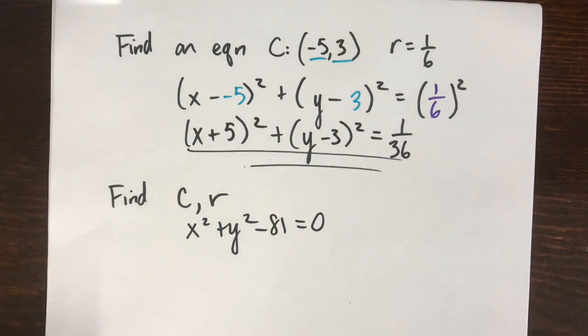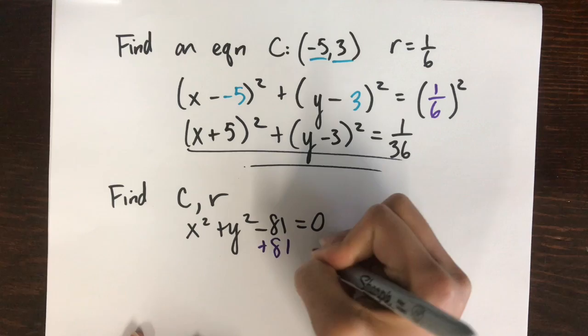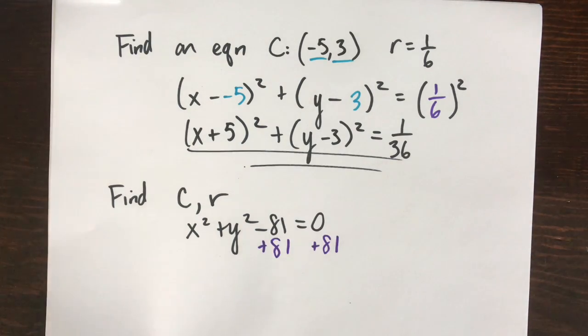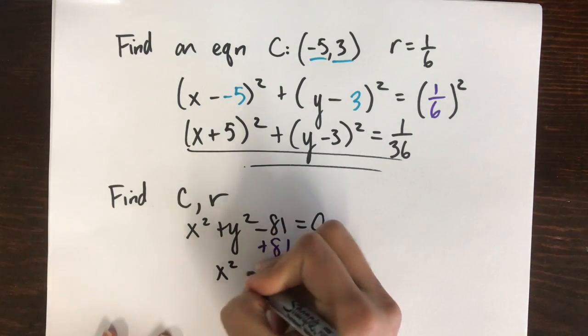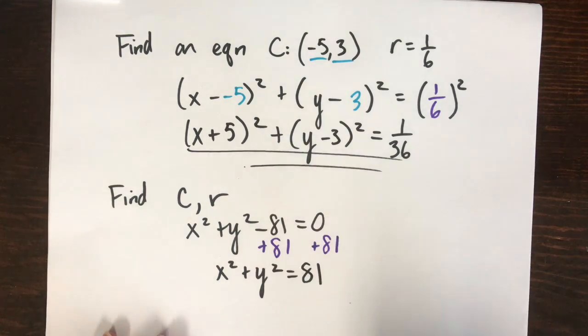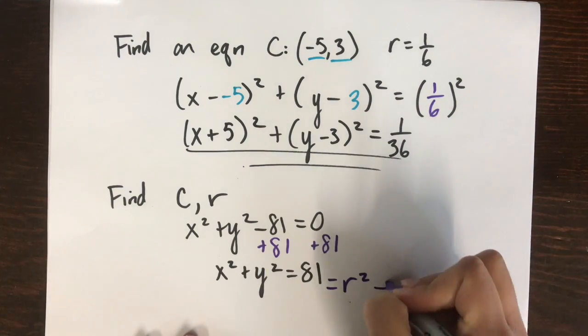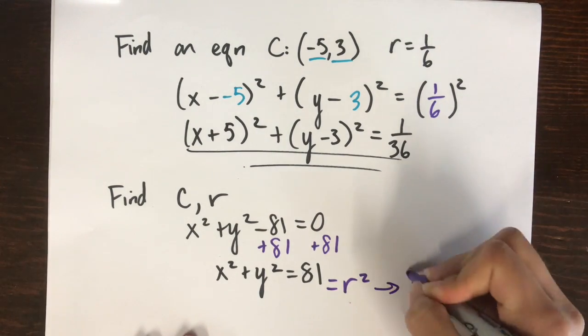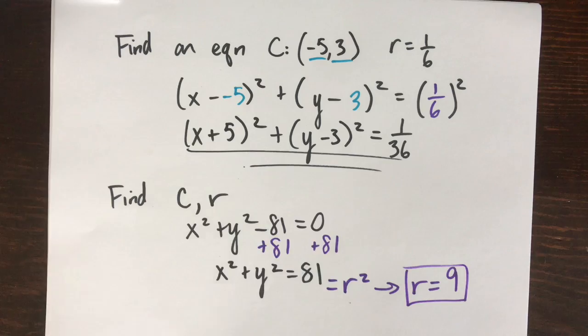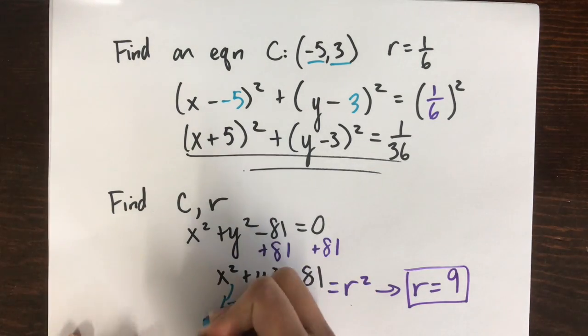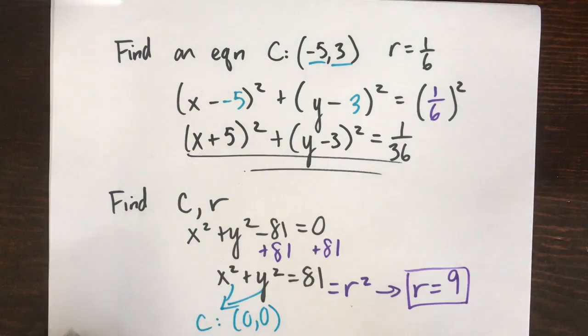Anyway, we're going to find the center and the radius of this circle. Now, this isn't in the right form yet because I have to move this 81 to the other side so that I have it in the standard form of x² + y² = 81. I realized that r² is equal to 81, which means that r should be 9, because the square root of 81 is 9. And then there's nothing with the x and the y, so therefore the center is going to be (0, 0). And I'm actually finished there.